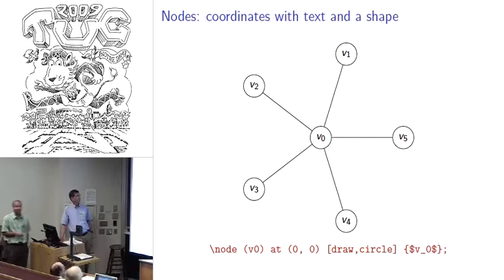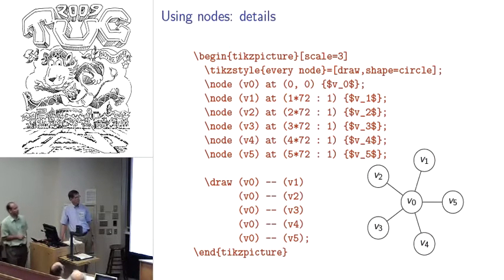Nodes are just coordinates that happen to have both text and shape. So coordinates by themselves, they could have either of these. Nodes give us a way to essentially create a location that has text and shape at the same time. And so here we're just going to define a node, give it a name, call it V0, say where it's at. In this case, the draw option tells us that we actually want it to be drawn so that we get the shape to appear. And we can also say what shape we want, in this case circle. And then we have whatever text that we want. So we're just going to typeset in math mode and put V_0 there. And then we could get the rest of these locations in a very similar way.